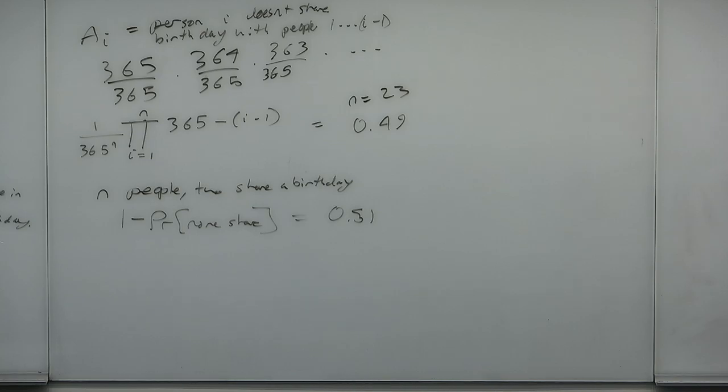13 by pigeonhole. Now, given a certain number of people, how many do you need to guarantee that two share a birthday month with half probability? I think it's like 5, right? So only need 5 people.